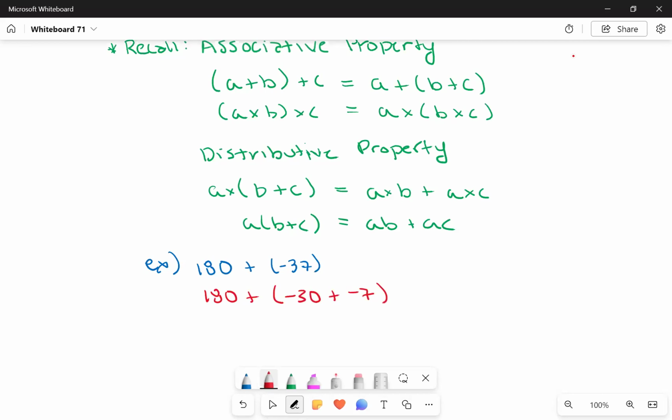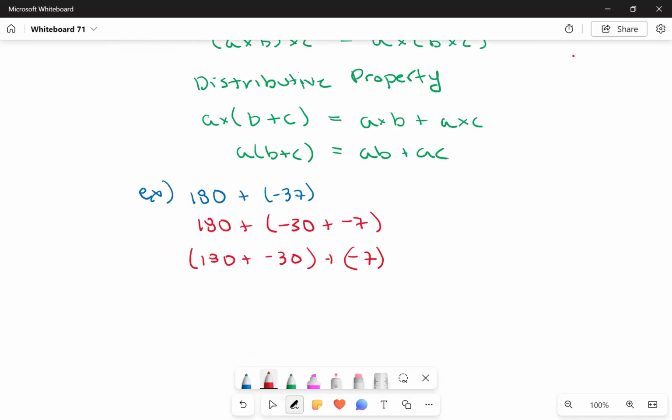Okay, so basically what I'm going to do is use the associative property. And instead, I'm going to combine the 180 and the negative 30 and then deal with the negative 7 when I'm done here. So the 180 plus negative 30, or basically minus, is just going to be 150. And now this is a lot easier. If you're subtracting 7, that's going to come out to 143. And that's how you make it a little bit easier. You break up a number into easier pieces so that you can use one of the properties.